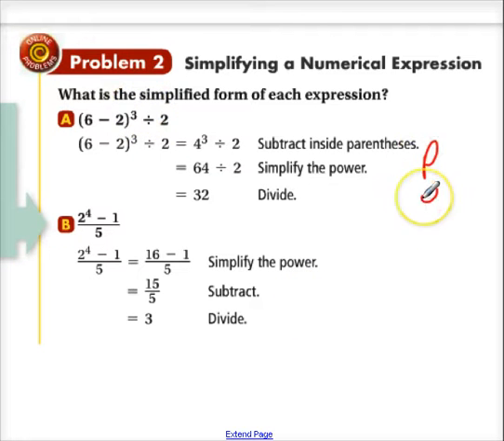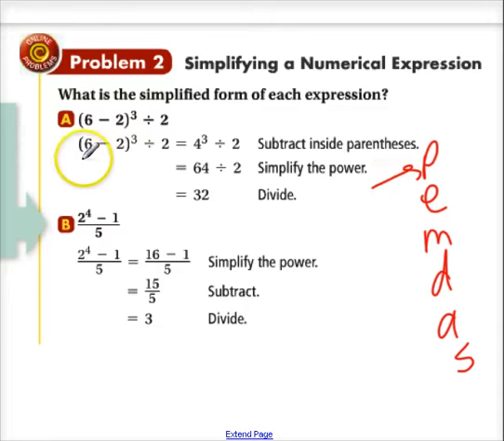So if I get my PEMDAS, I don't see any radicals, so I don't need to think about my R. First, we do parentheses. 6 minus 2 equals 4. Then we do exponents. 4 to the third power is 64. Then we divide. 64 divided by 2 is 32.